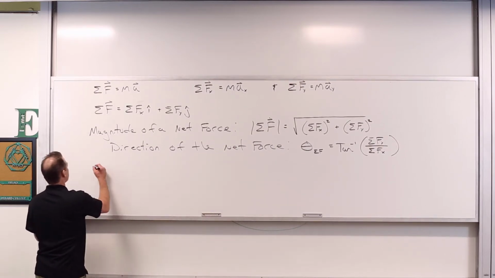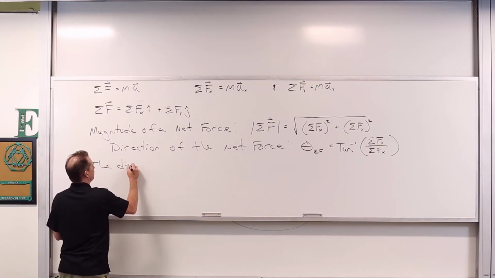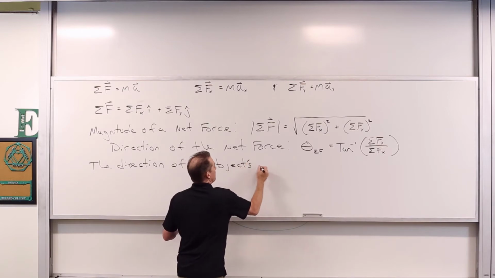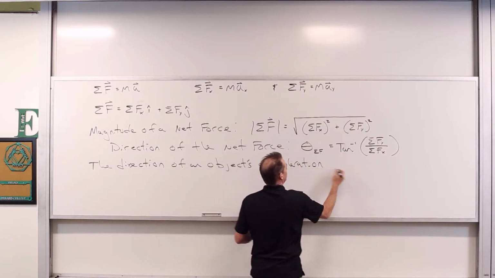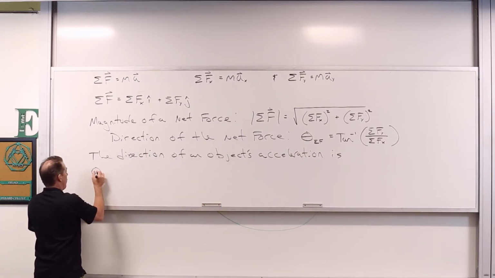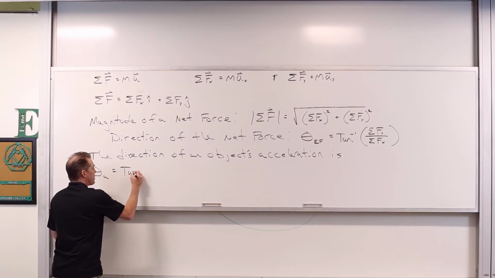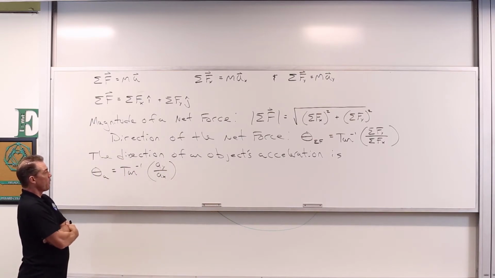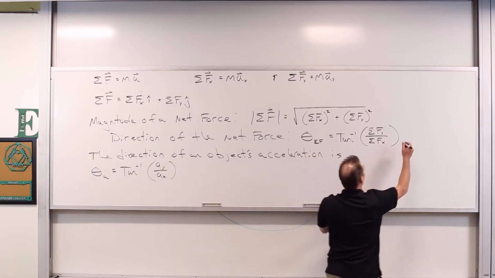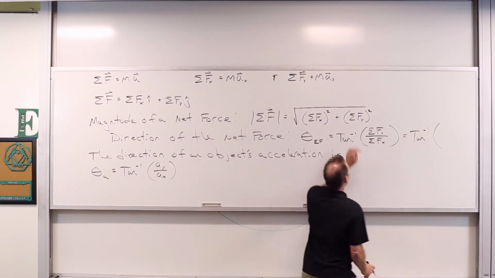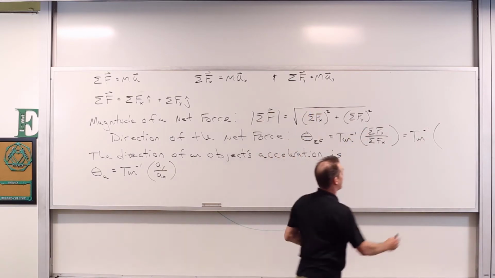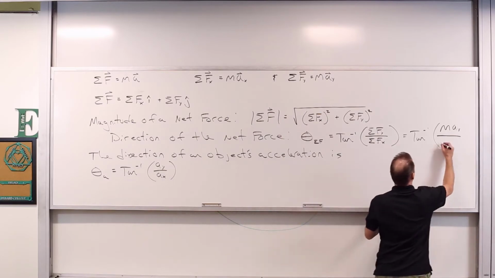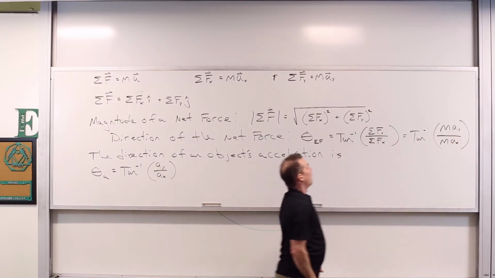Take a look at this. The direction of an object's acceleration is theta sub a is equal to the arctangent of a sub y over a sub x, right? Well, let's come back to this right here and say this is equivalent to looking at the arctangent of, well, the net force in the y direction produces the acceleration in the y direction of the mass, a sub y, and the net force in the x direction produces the acceleration of the mass in the x direction, a sub x. Well, we can write it like that.